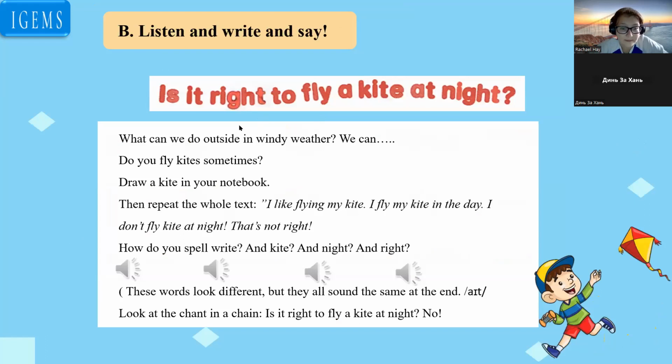Okay. Now, can you read this? Fly a kite. Okay. Is it right to fly a kite at night? Okay. So what can we do outside in windy weather? We can fly a kite. Okay. Right. Kite. Night. Right.